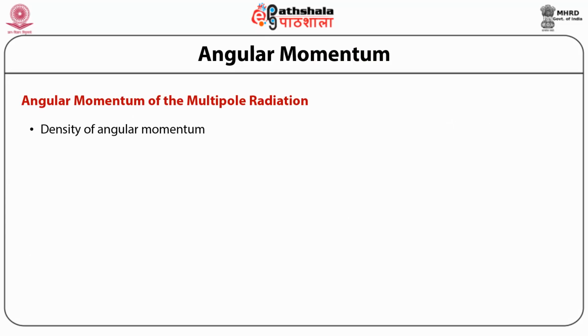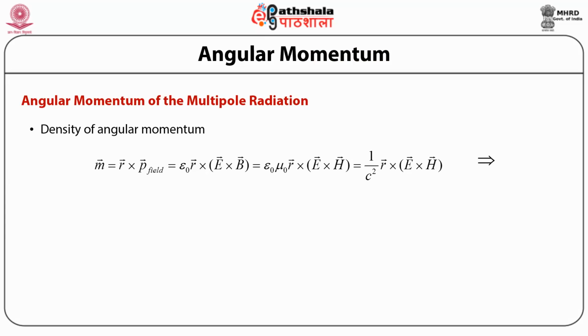So now let us study the angular momentum of the multipole radiations. The momentum density is M vector equals r vector cross p vector field, which equals epsilon naught r vector cross (E vector cross B vector), which equals epsilon naught mu naught r vector cross (E vector cross H vector), which equals 1 divided by c square into r vector cross (E vector cross H vector).